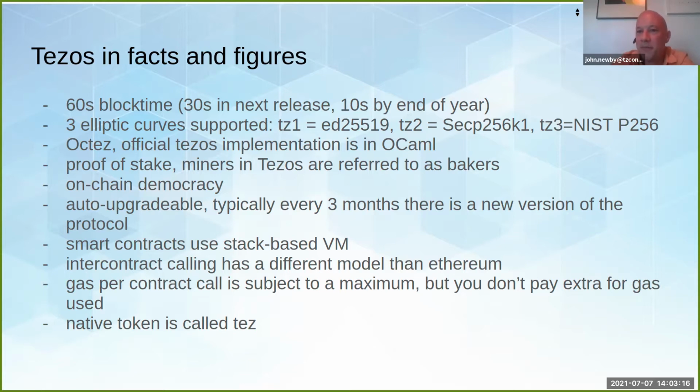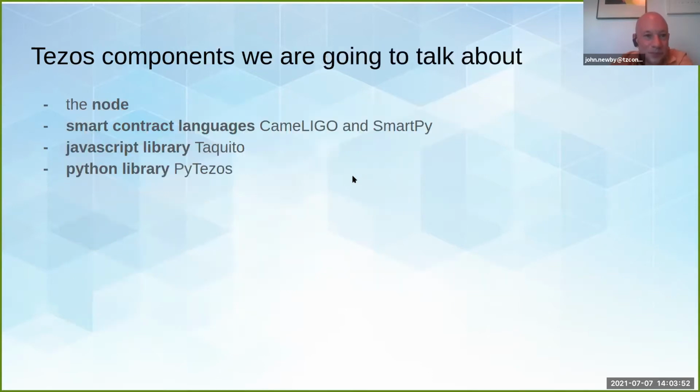So typically every 3 months, there's a new version of the protocol, which addresses smart contract features, gas cost, privacy, zero knowledge. Every time there's a release, there's new features, and typically contract execution gets cheaper. Smart contracts use a stack-based VM, which we'll be coming to in a bit, and inter-contract calling has a different model than Ethereum. You are subject to a maximum gas per contract call, but you don't pay extra for how much gas you use as long as you remain below that maximum. And the native Tezos token is called Tez.